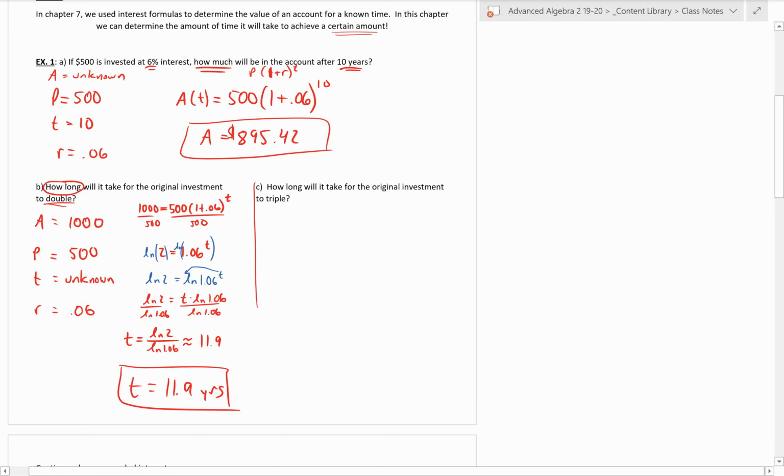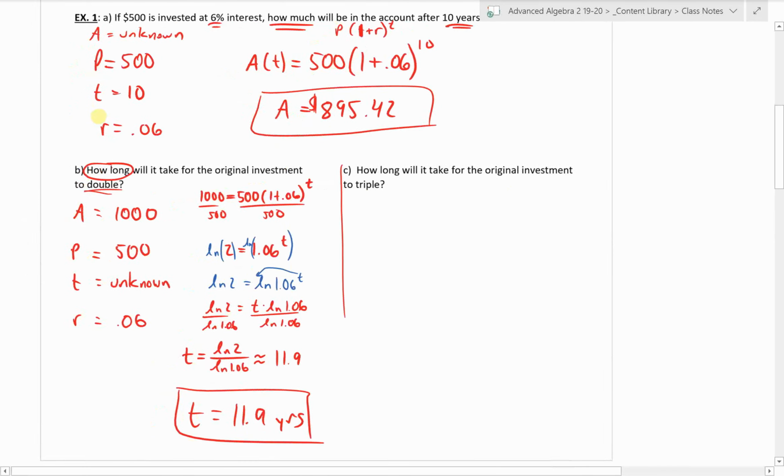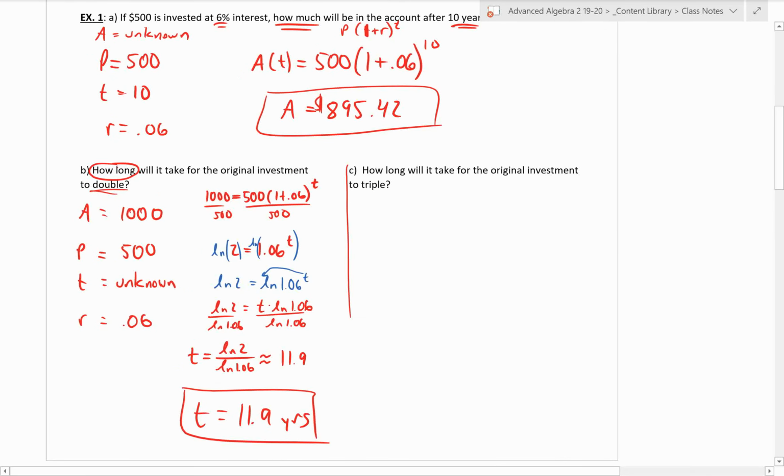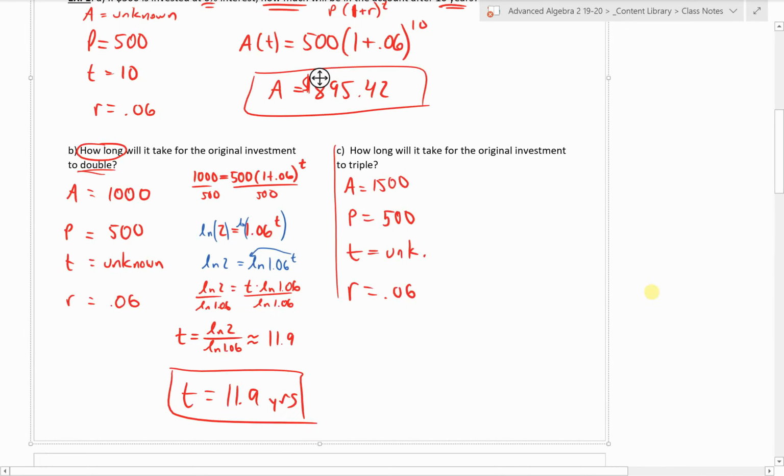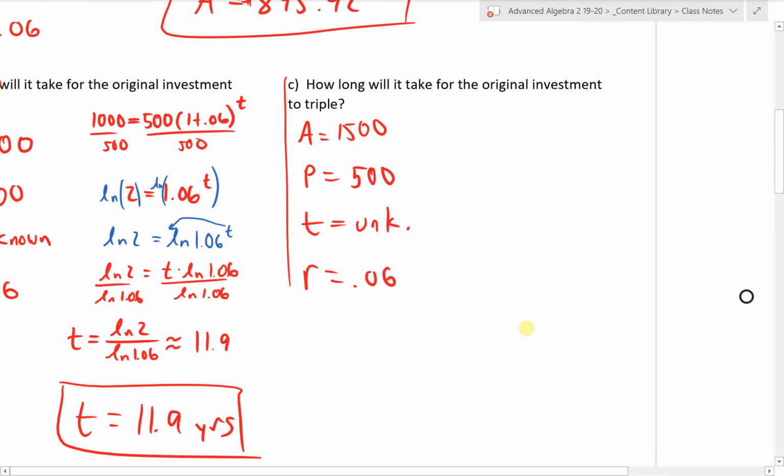So now let's see what would happen if we wanted to figure out how long will it take for the account to triple. It might be tempting to say, well, it took 12 years to gain $500. Will it take 12 years to gain the next $500, right? To triple would mean we want to get up to $1,500, still starting from 500, and we don't know how long that's going to take. That's our unknown. But we do know the interest rate is 6%. Will it take another 12 years to get to the next 500? It may or may not be obvious that the answer will be no. So let's go in and see what happens here.